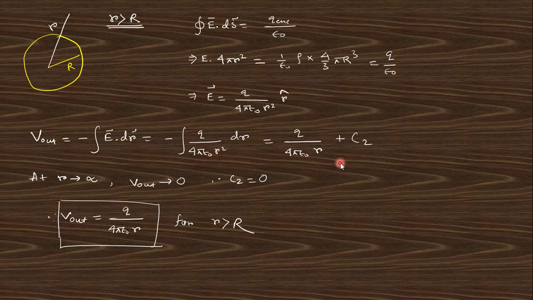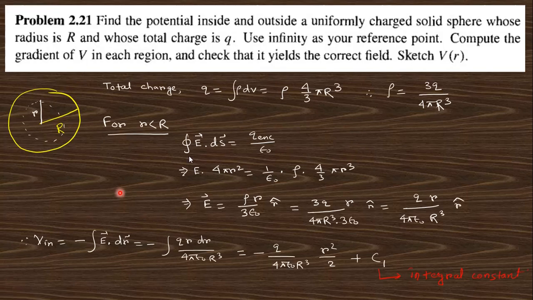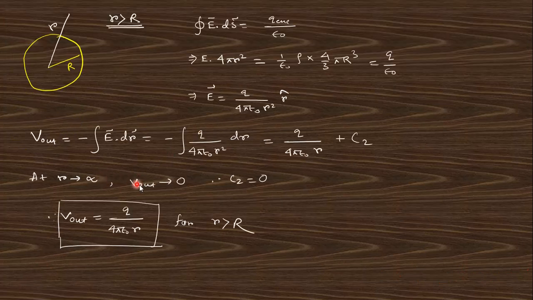Now the condition is that you can use infinity as a reference point. That means at r tends to infinity, the potential will be 0. We can take the reference point as 0. So if you put r equals infinity, this is 0 and this is 0, so C2 will be 0. So the potential outside the sphere will be like that.